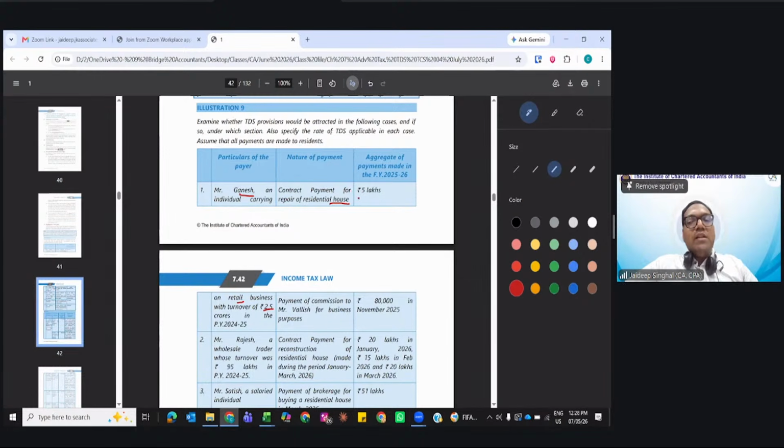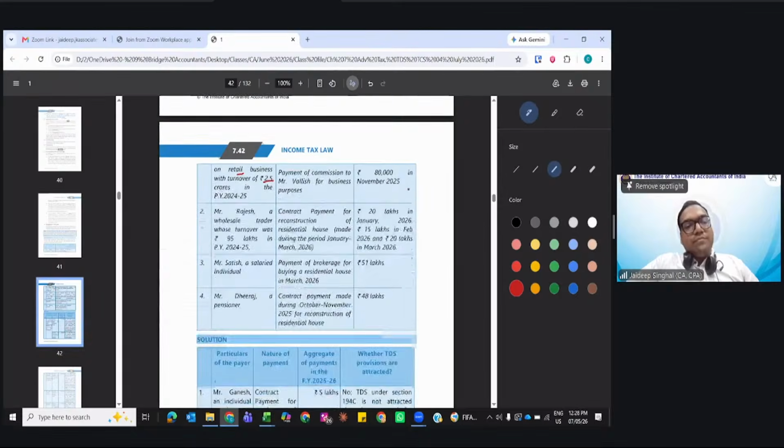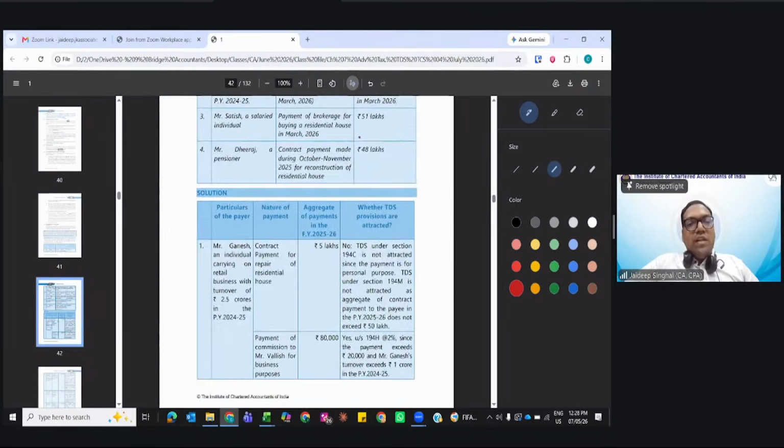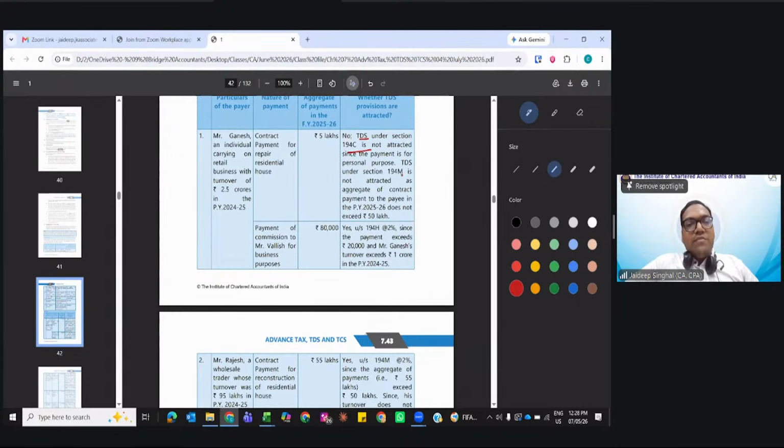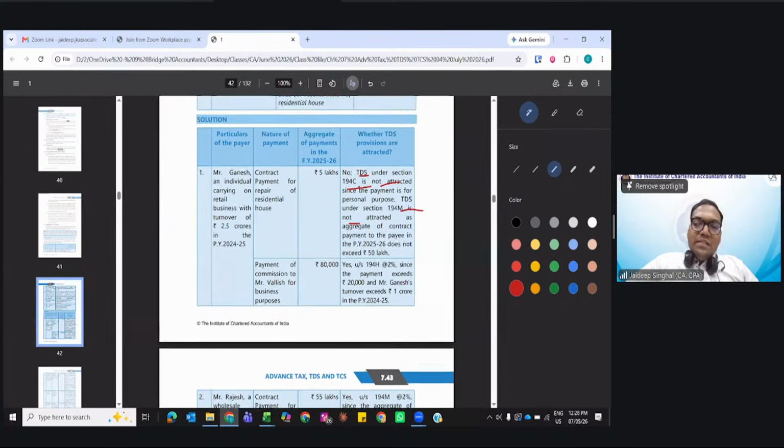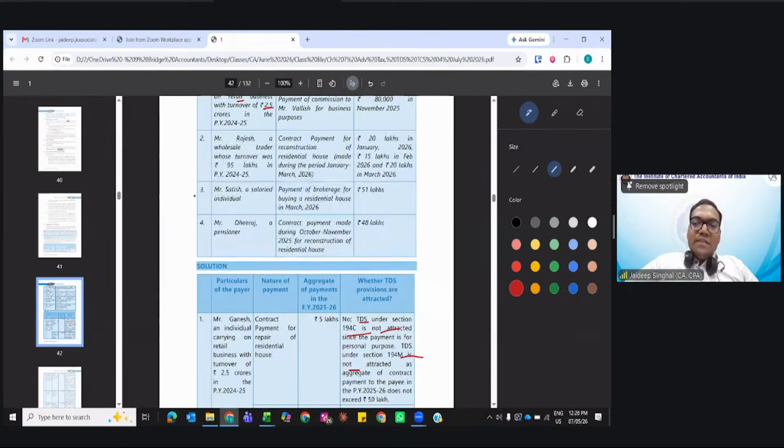194M will be applicable. Is the payment exceeding 50 lakhs? The answer is no. So no TDS applies. So TDS under 194C is not attracted, and 194M is also not attracted. Let's see the last scenario.